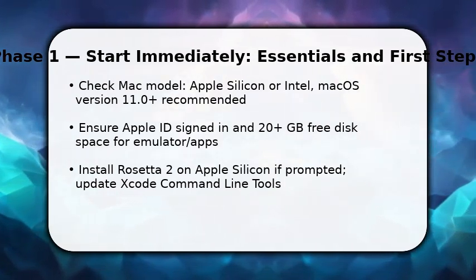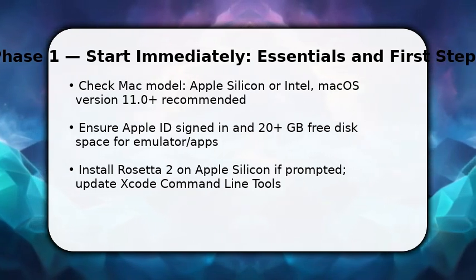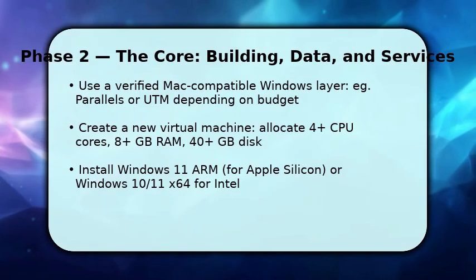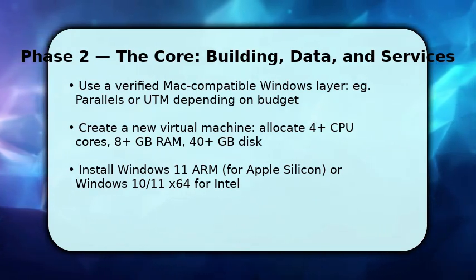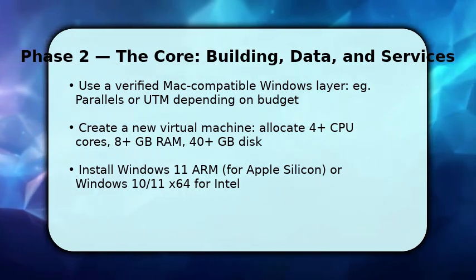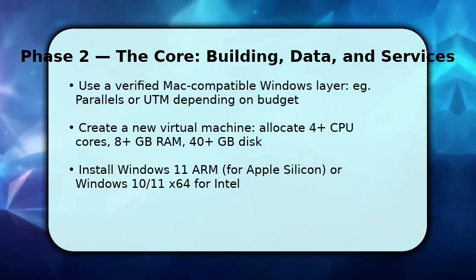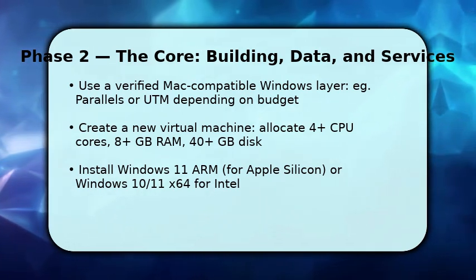Now you set up a Windows environment because the Xbox app requires it. Choose Parallels for simplicity or UTM for free control. Create a VM and allocate sufficient resources. Assign at least 4 CPU cores and 8 GB RAM to avoid stutters.